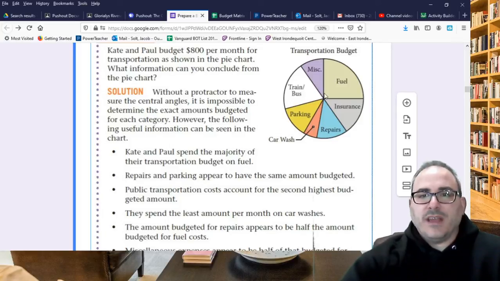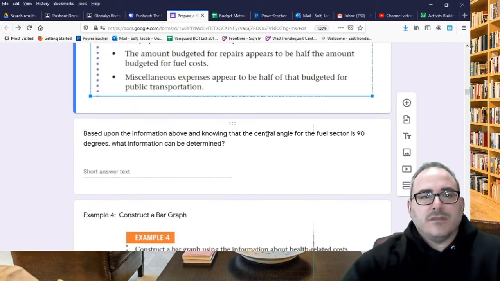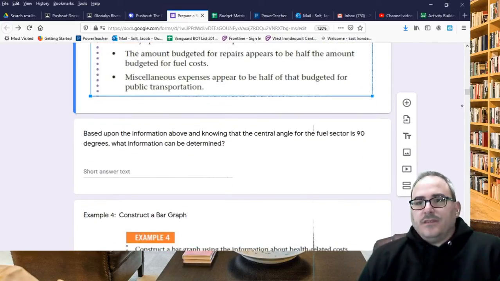From what we know, we can tell that fuel is 90, repairs are 45, parking is 45. I think that's all we can do. And that's what you could write.